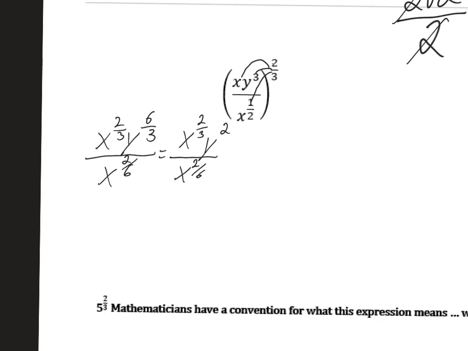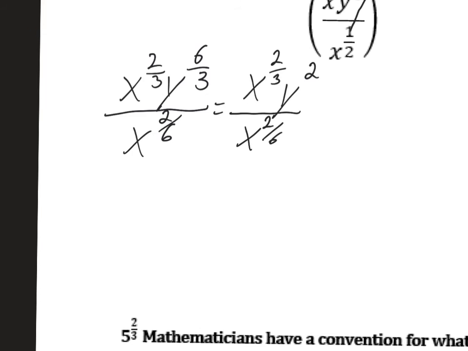Okay, so looking at this, my x's on the top and the bottom, what does that mean we have to do? That's my quotient rule. So that tells me that I have to subtract. So I have 2/3 minus 2/6. Now, I can't subtract, or I can. Okay, so I have 2/6, which is the same thing as 1/3, right? So I have 2/3 minus 1/3, which equals 1/3. Okay, so I have x to the 1/3, y to the second.